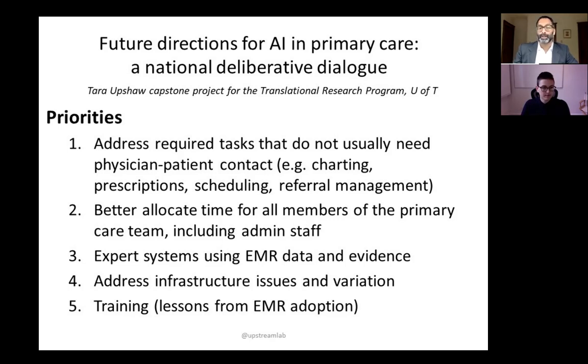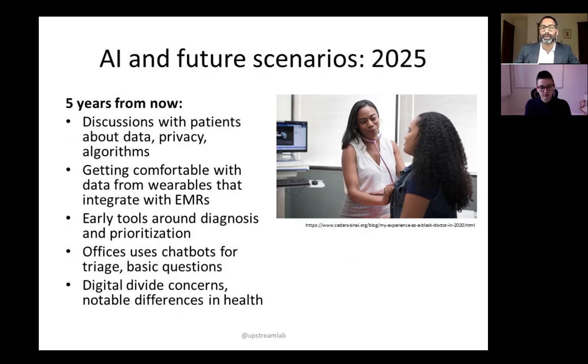Another key priority was just allocating time to its best use, and particularly administrative staff looking to see, are there tasks that they're doing right now that could be automated, allowing them to spend more time with patients and actually helping explain things. Expert systems that combine EMR data, or electronic medical record data, and the latest evidence was another one, addressing infrastructure, and then also just the importance of training as well.